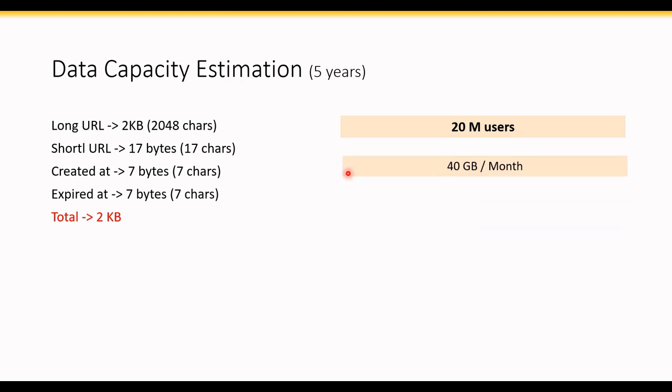For a month, considering 2 KB of space for one single long URL, we may need to manage 40 GB of data for 1 month, and then for a year we need to manage half a terabyte of data. So now we have a clue that over the next 5 years we need to manage close to 2.5 terabytes of data.